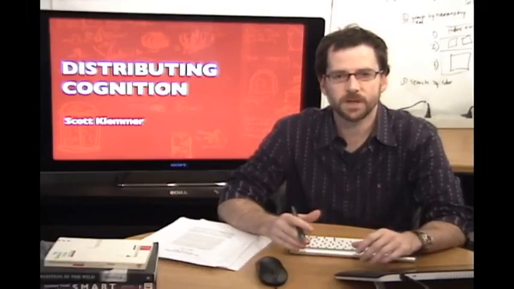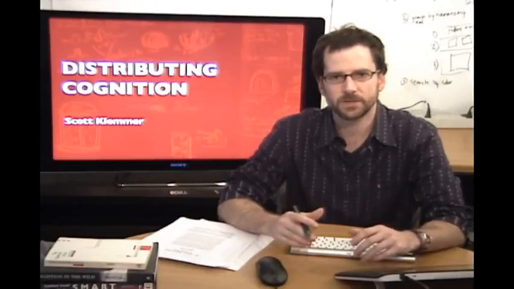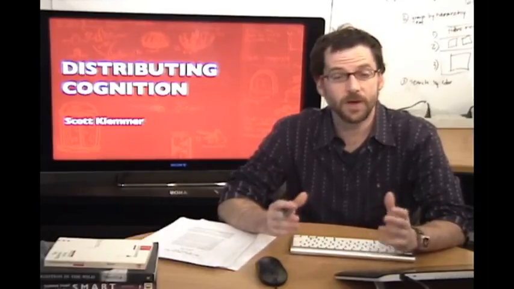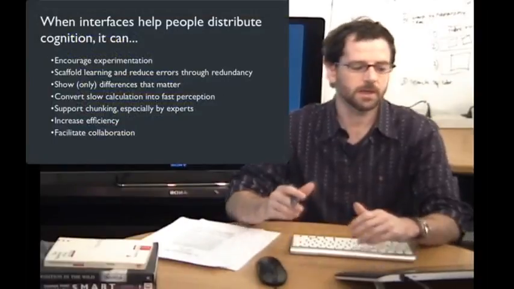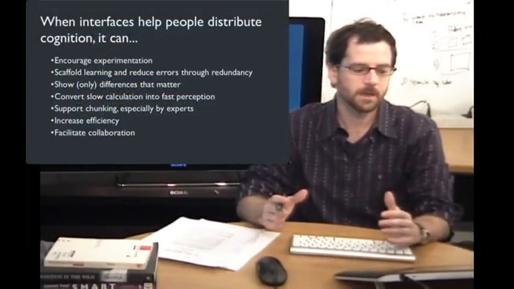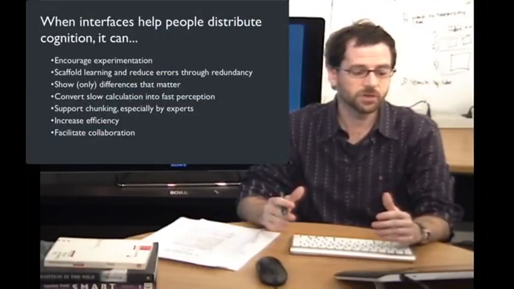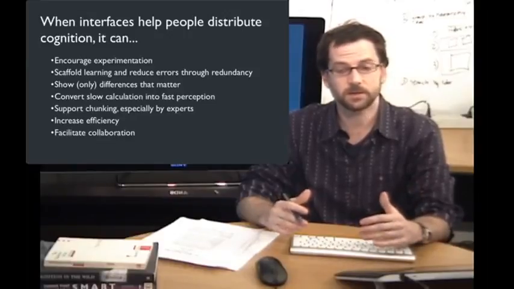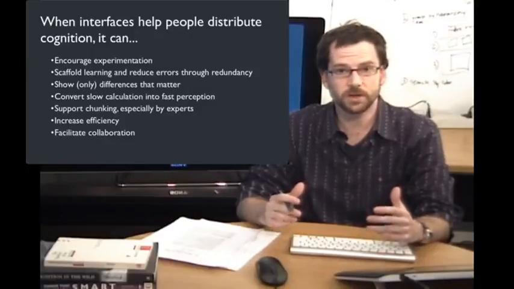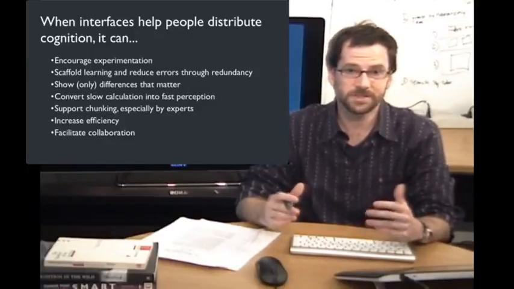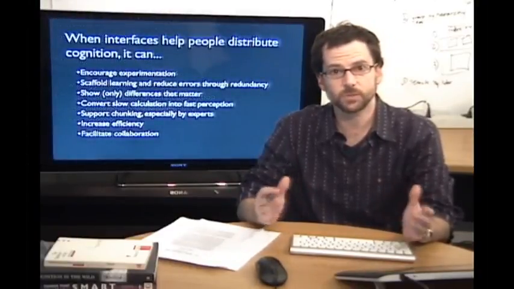There are several different ways that interfaces can help people think more fluidly by distributing the cognition into artifacts in the world. When interfaces help people distribute cognition, it can encourage experimentation, it can scaffold learning and reduce errors through redundancy, it can show only the differences that matter, it can convert slow calculation into fast perception, it can support chunking, especially by experts. It can increase efficiency of interactions, and it can facilitate collaboration. Let's go through these one at a time.